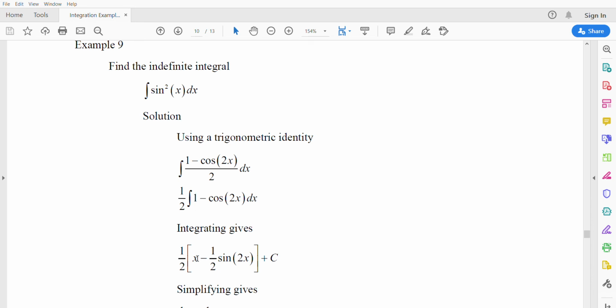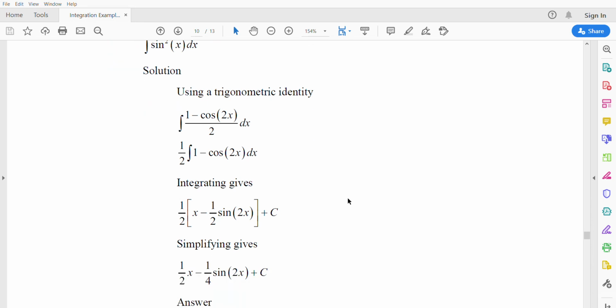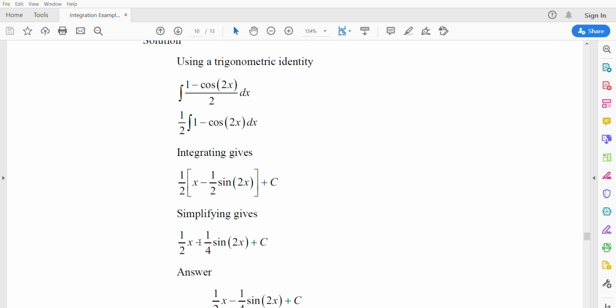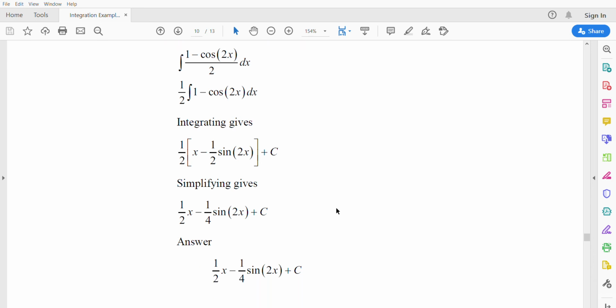Integrating, well, the 1 becomes an x, minus the antiderivative of cosine gives me a sine, and then I've got to divide by that coefficient in front. So I've got 1/2 times x minus a 1/2 sine of 2x plus a constant. Distributing my 1/2 through, this gives me 1/2 x minus 1/4 times the sine of 2x plus a constant. So that's my answer. 1/2 x minus 1/4 of the sine of 2x plus a constant.